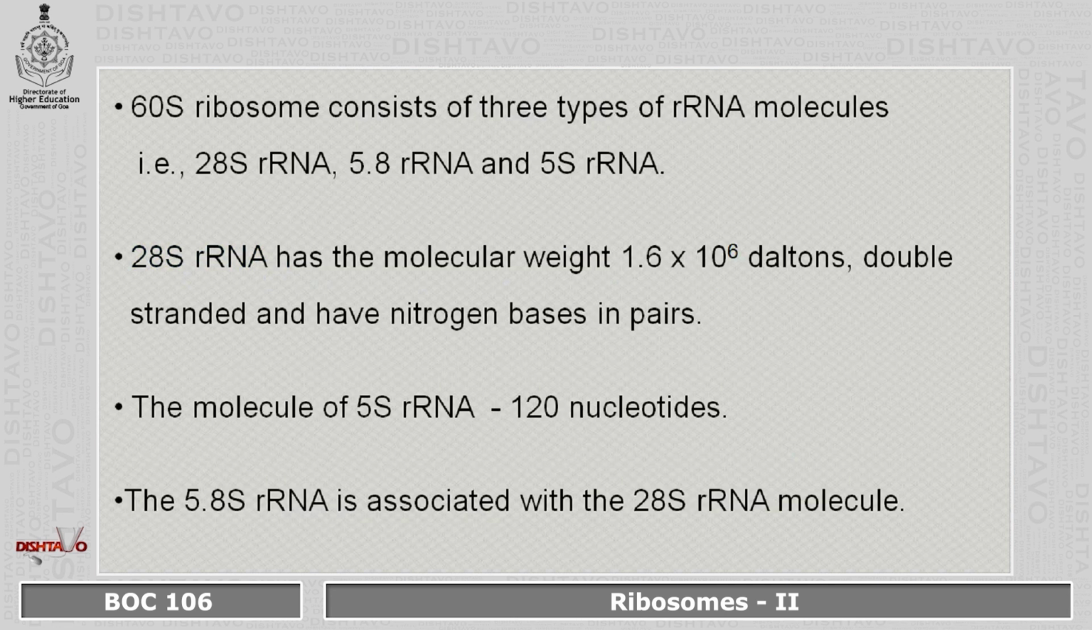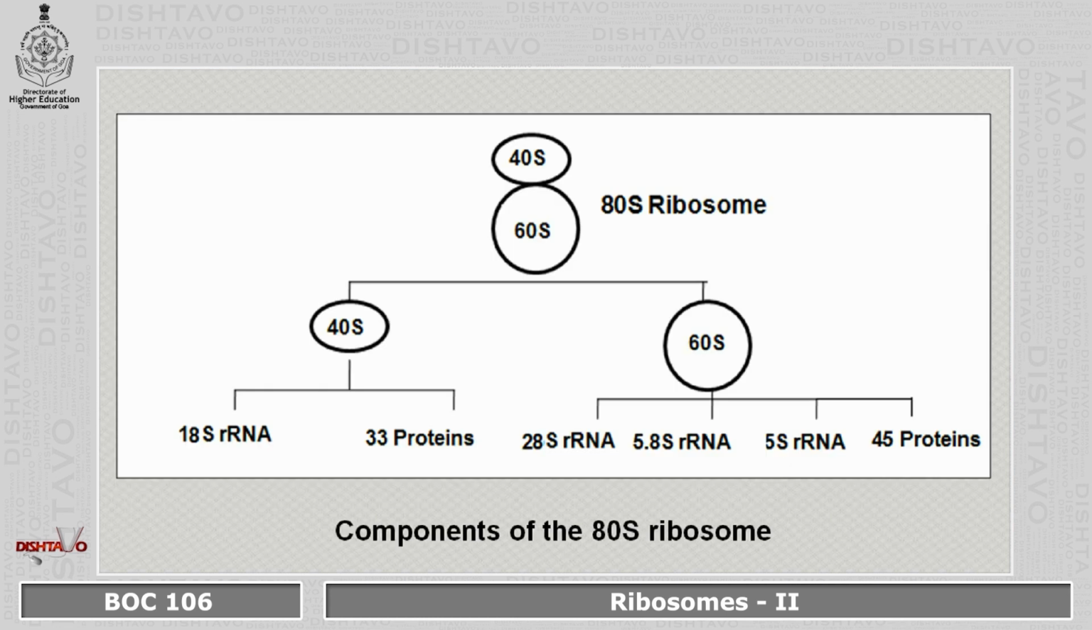The 60S ribosome consists of 3 types of rRNA. Those are 28S, 5.8S and 5S rRNA. 28S rRNA has a molecular weight of 1.6 × 10^6 daltons. They are double-stranded and have nitrogen bases in pairs. The molecule of 5S rRNA is made up of 120 nucleotides, whereas 5.8S rRNA is associated with the 28S rRNA molecule. So here you can see the 80S ribosome.